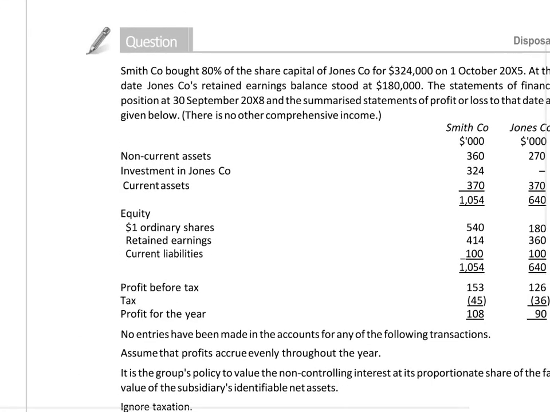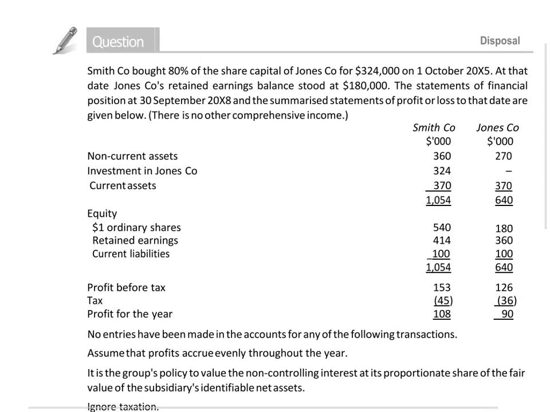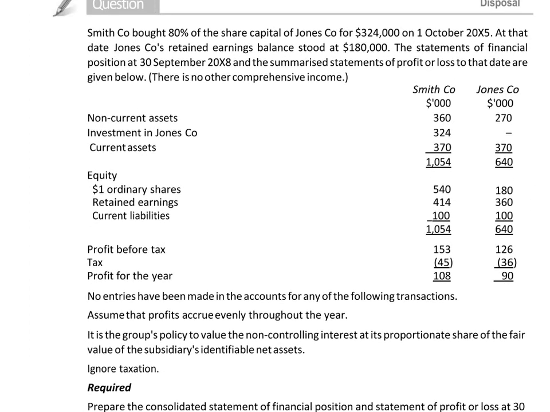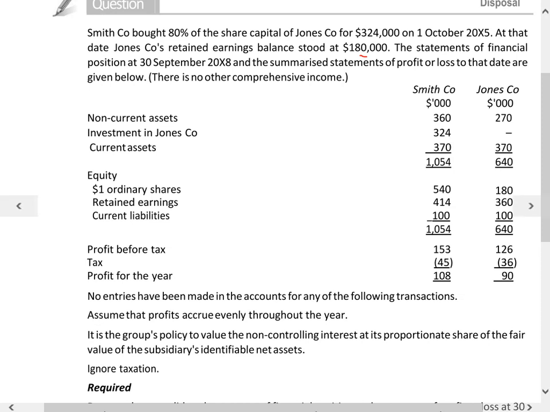Question. Smith Co. bought 80% of share capital of Jones for 324. On the 1st of October, at the date, they have retained earnings of 180. The SFP and the summary statement of profit and loss are as follows. So they tell us that we bought 80% for 324. Their retained earning is 180. What can I find with these two info?